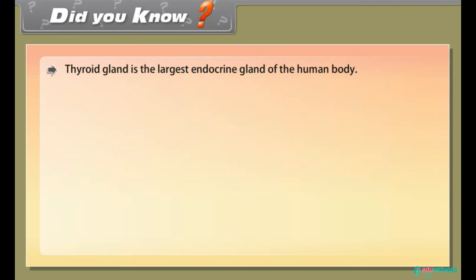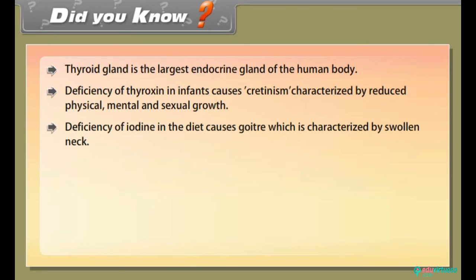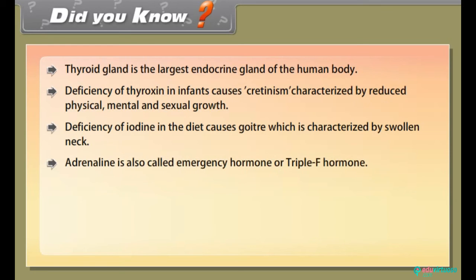Did you know? Thyroid gland is the largest endocrine gland of the human body. Deficiency of thyroxine in infants causes cretinism, characterized by reduced physical, mental, and sexual growth. Deficiency of iodine in the diet causes goiter, which is characterized by swollen neck. Adrenaline is also called emergency hormone or triple F hormone. Pituitary gland is commonly known as master gland.